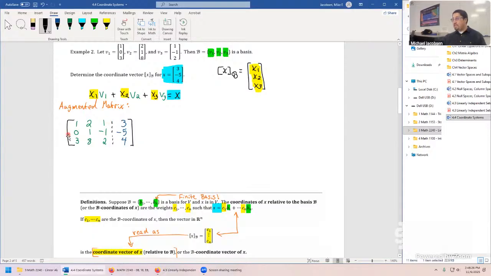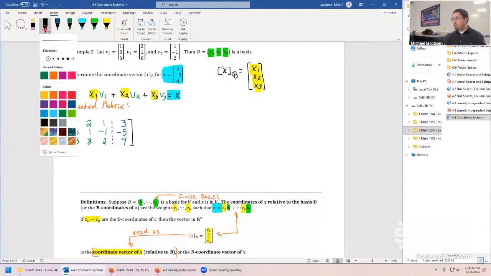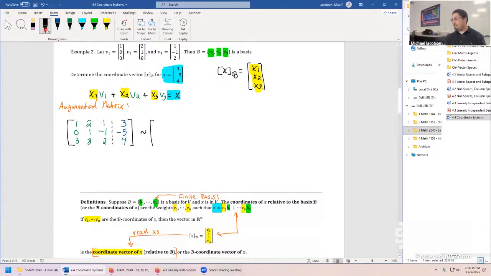We know something in particular about the coefficient matrix right here. Because this was a basis, this matrix up here is row equivalent to the 3 by 3 identity matrix. And also because we're trying to fully solve for x1, x2, x3, we have to go for reduced row echelon form on this one. But really, it's just some typical row reduction operations like we've done before.